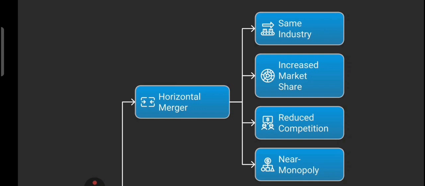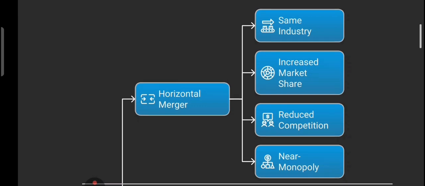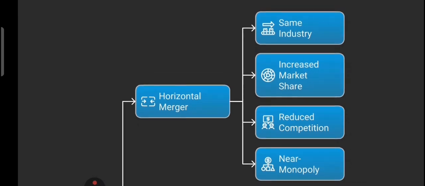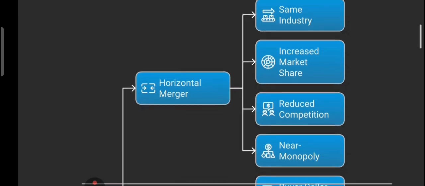Think of it as two rivals becoming one strong leader. Right, two rivals are becoming one strong leader. You can think of them like that. This is called horizontal merger.